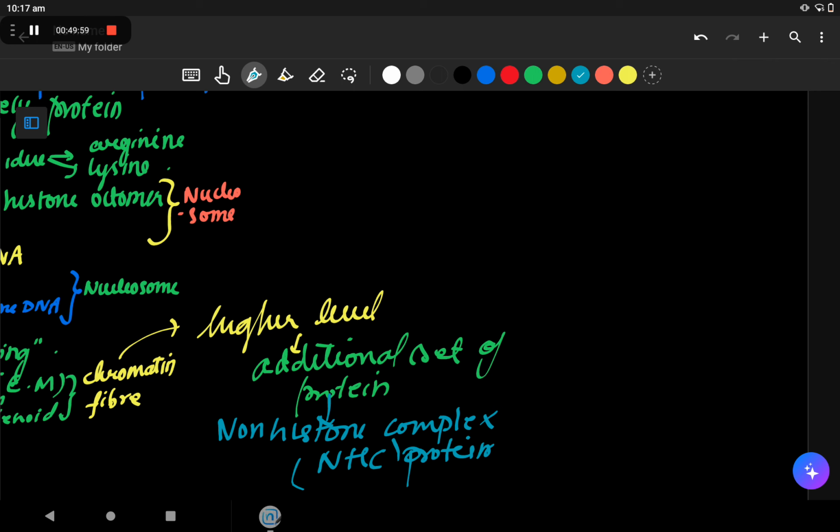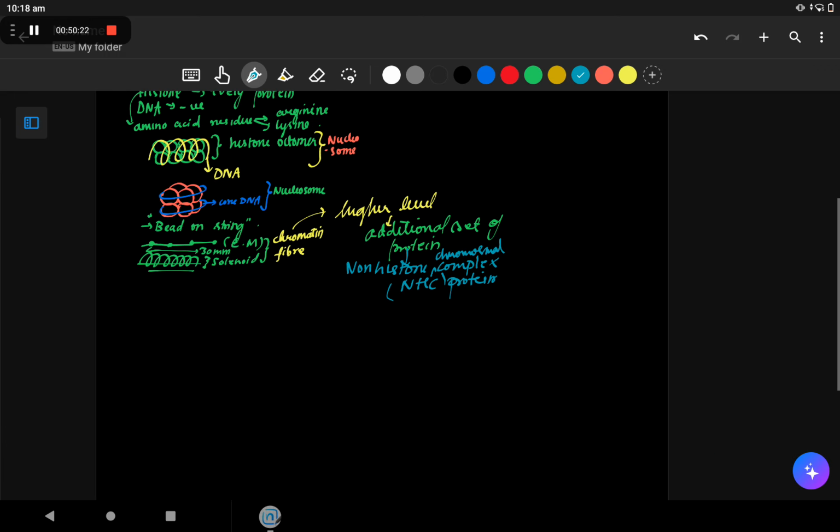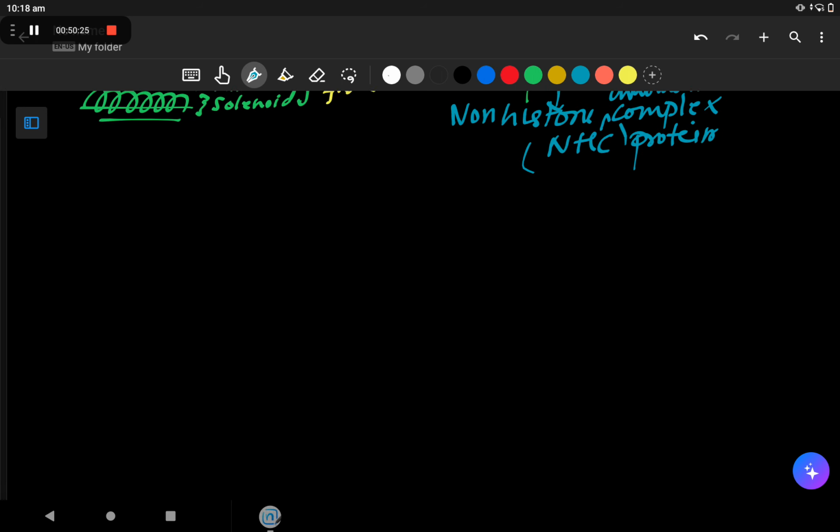Non-histone chromosomal protein, also called non-histone complex protein. Non-histone proteins play a role in the organization and compaction of chromatin and chromosomes. The higher order chromatin structure is of 2 types. I am writing this down: the first type is euchromatin, the second type is heterochromatin.